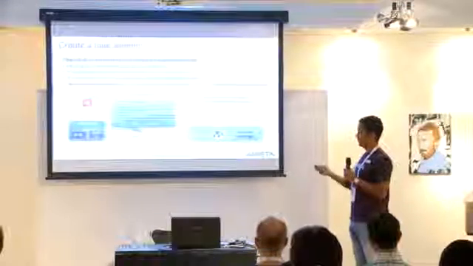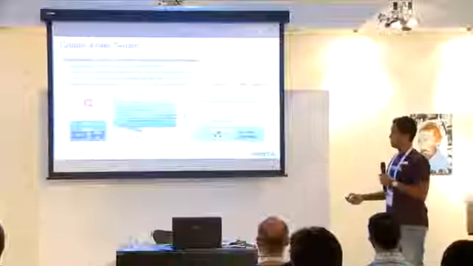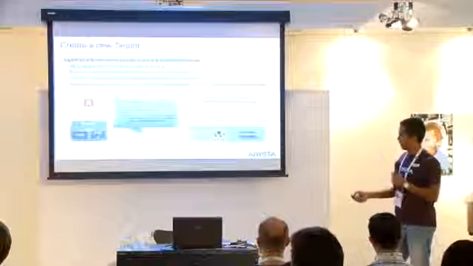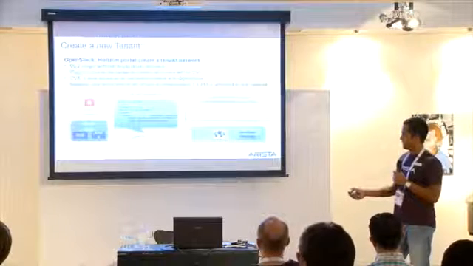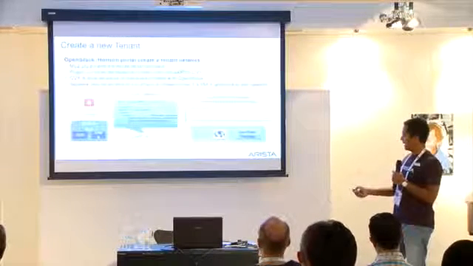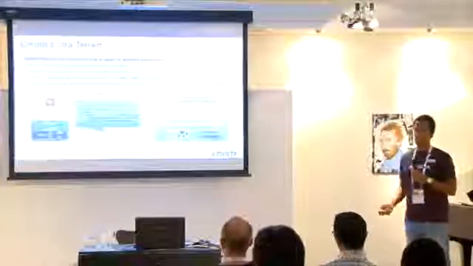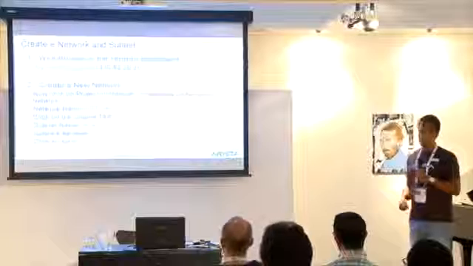The first thing you want to do is create a tenant. You either use your CLI or you use Horizon. ML2 will basically send an API call to CVX. And now on the Arista switch, if you do a show tenant, you notice that the tenant is created for you. Next thing you're going to do is create a network.